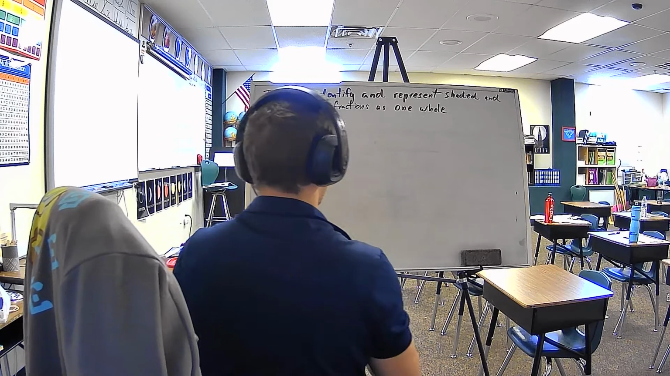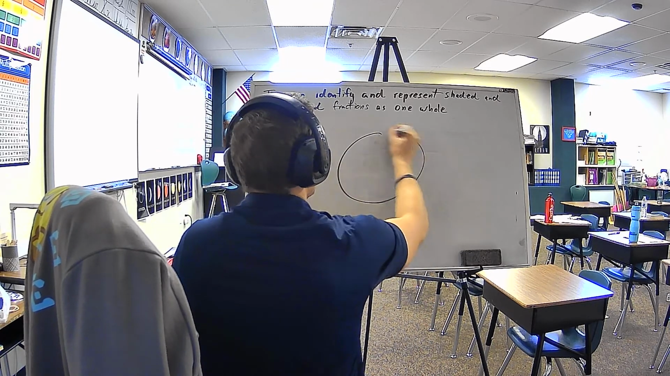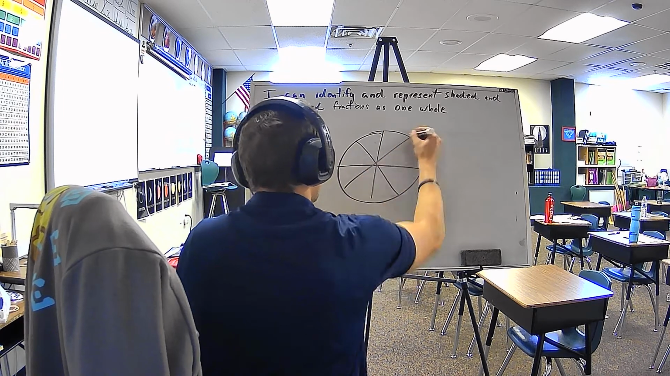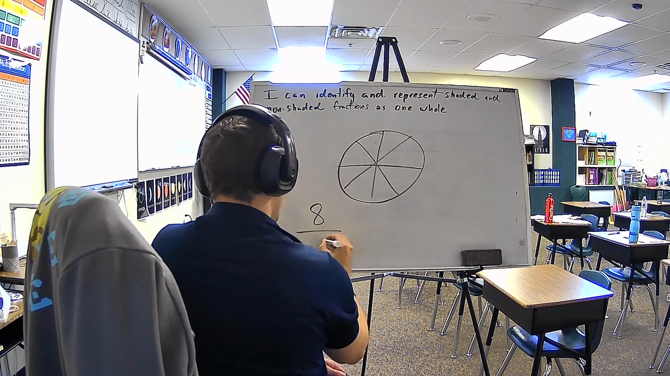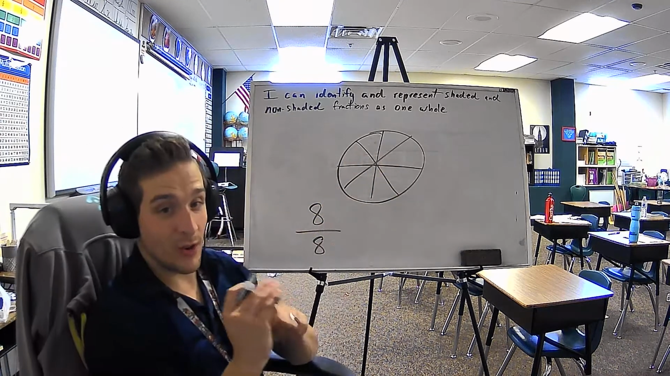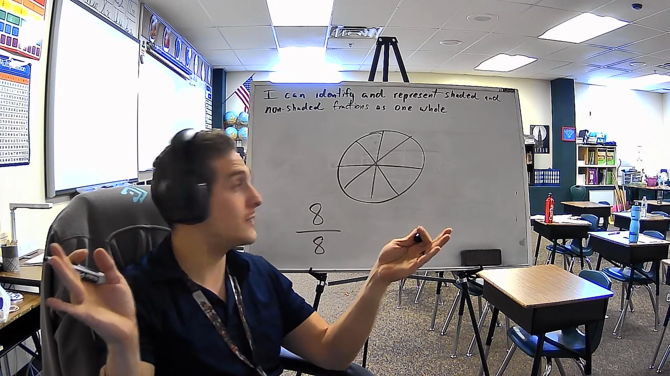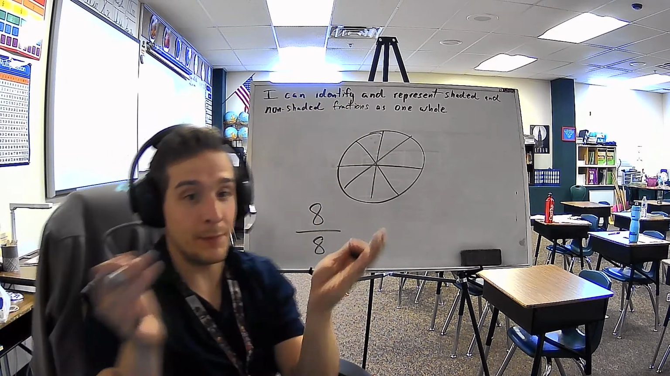Let's say you have, let's do a pie. A big pie here, and it is cut into 8 pieces. So, in total, you have 8 pieces of 8, right? Has any of those pieces been eaten yet? No. So how many pieces do you have? You have 8. How many pieces of pie does it take to make a whole pie? 8. So you have 8 pieces of 8.